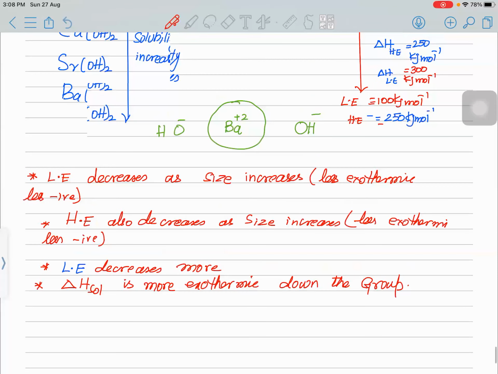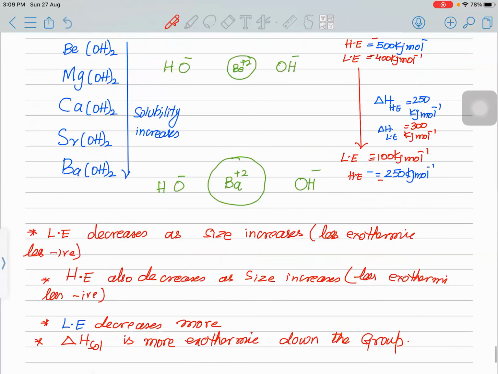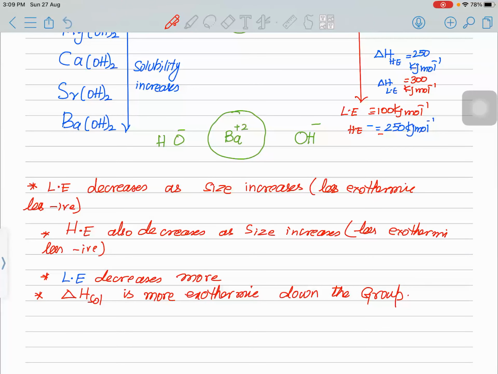Yes, sir. But sir, for hydroxides, they can form hydrogen bonds with water, right? Yes, yes. That's why solubility. That's why lattice energy decreases more, or you can say that hydration energy increases more. Okay, sir. Or you can say that lattice energy is less exothermic. Yes, yes.